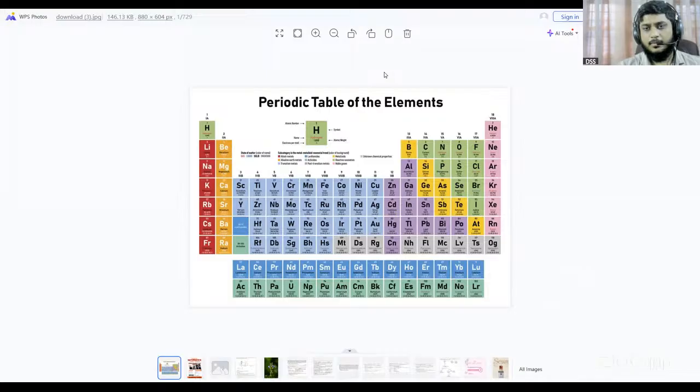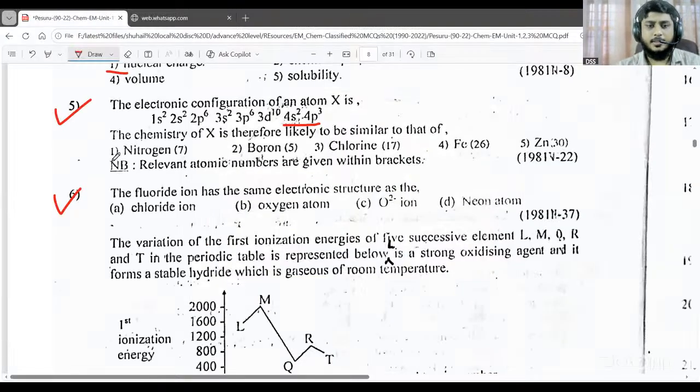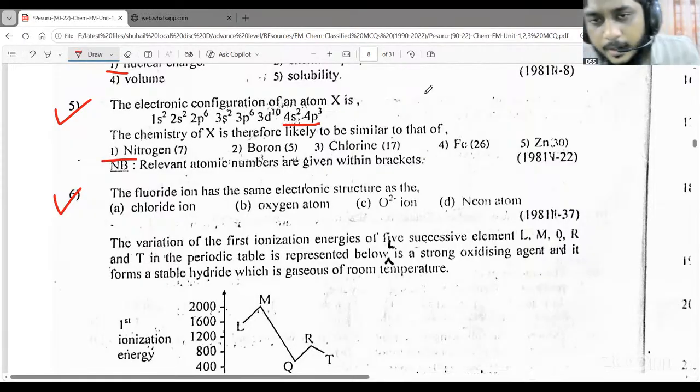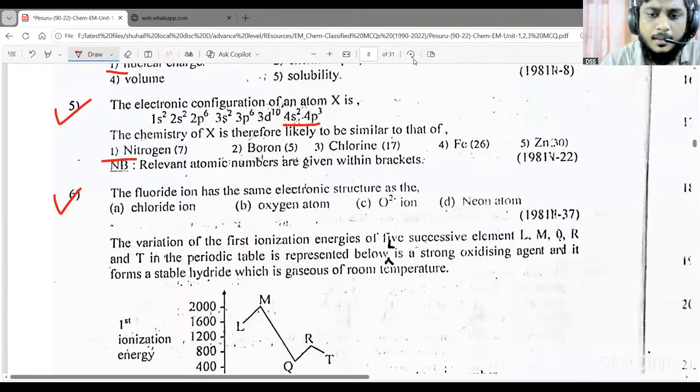Right? Then we go to this question. You got nitrogen here, so the answer is nitrogen. Did you get the correct answer? Raise your hand if you have got the correct answer for this fifth one. Nitrogen. Good. Now this is related to nitrogen.